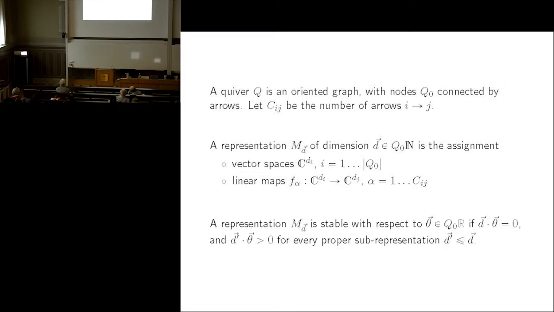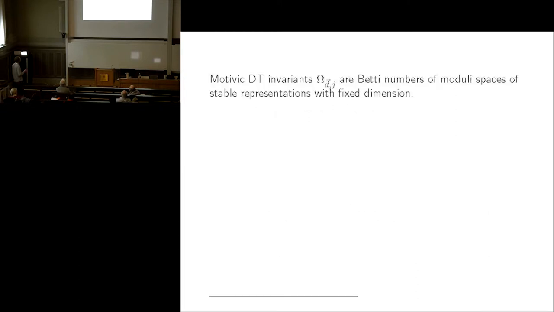Given a representation, you can introduce a notion of stability. So you define a stability vector. This is a real vector with one entry for each node. You say a representation is stable if the dimension vector is orthogonal to the stability vector, and if for every proper subrepresentation, of dimension d prime, this inequality is satisfied. It's just some definition for what it means to be stable. But once you have this definition, you can go ahead and study entire moduli spaces of representations that satisfy this condition. And then the Betti numbers, perhaps virtual Betti numbers of these moduli spaces, are sometimes called the motivic Donaldson-Thomas invariants of the quiver. So these are some numbers labeled by the dimension vector and by j, which is the degree of the Betti number.